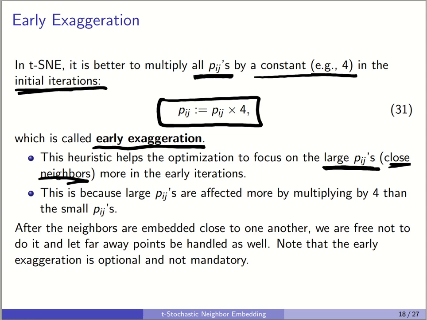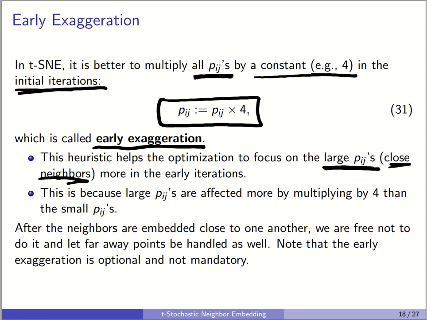So in the initial iterations of gradient descent, let's focus on the points which are much close to each other, which are similar to each other. Let's embed them close to each other in the embedding space. But in the later iterations, now we will start to care more about the far away points.